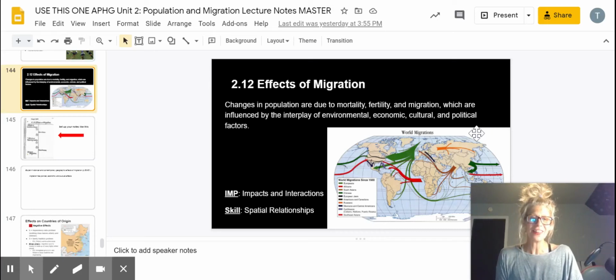Hey guys, we are on the final standard, if you can believe it, on the unit that seemed like it lasted 100 years. So here we go, 2.12. This is effects of migration.